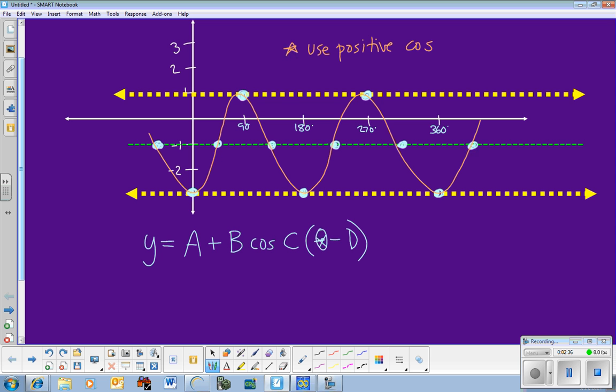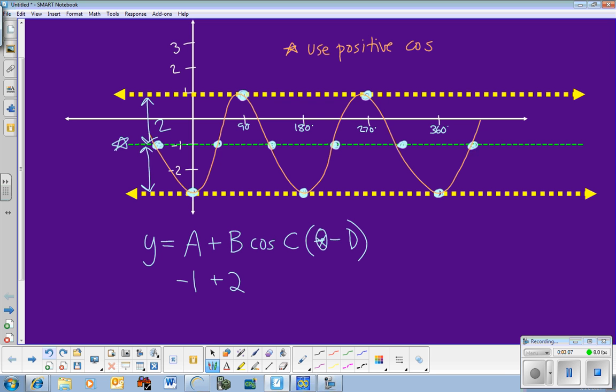All right, so what are the things that have happened to this graph? First of all, A, that's our sinusoidal axis. This graph has a sinusoidal axis right here of -1. So my A is definitely going to be a -1. B is the amplitude. This graph goes up and down 2 from its sinusoidal axis. So B is 2.